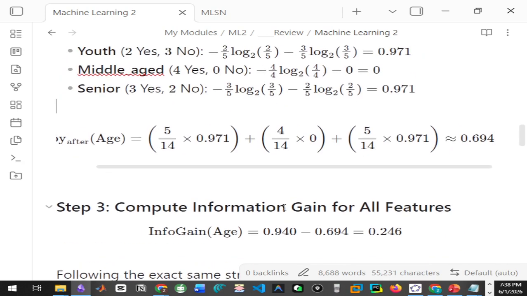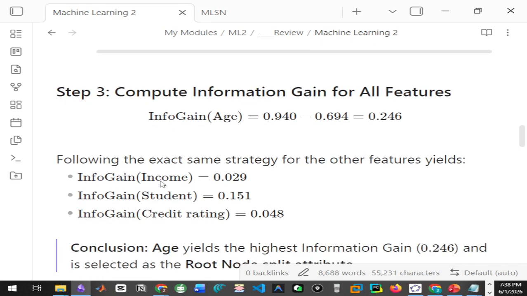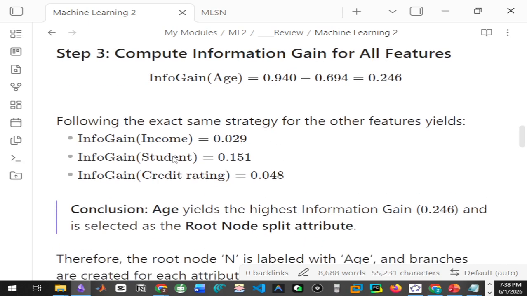To compute the information gain, it's very straightforward. We get to 0.246. The same way we measure the information gain for income, student, and credit rating. The best is the highest. As we said, it's an information gain, there is a gain. So, as it says here in the conclusion, age yields the highest information gain compared to the others, so it is selected as the root node.